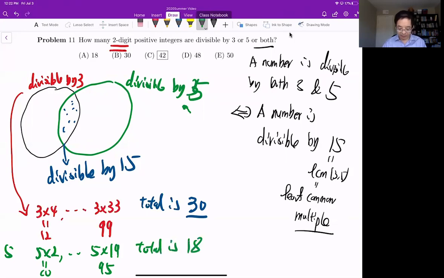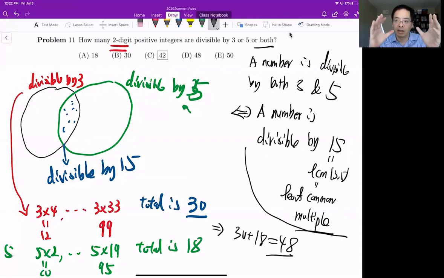Then you say, all right, if I add them together, 30 plus 18, which is 48. You might think, I collect those numbers divisible by 3 and those divisible by 5, and add them together to get 48. But 48 is not the correct answer. Why is that? Because they have overlap.